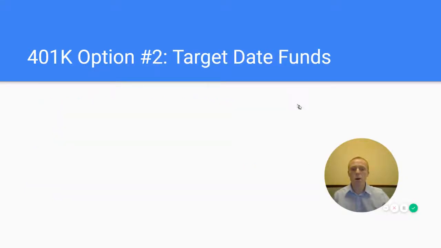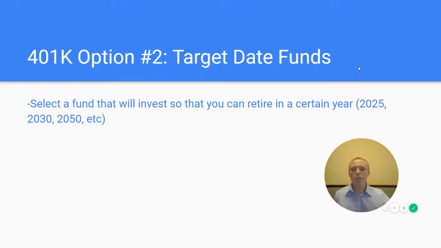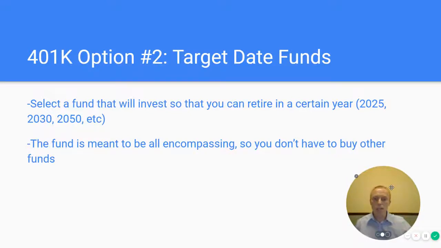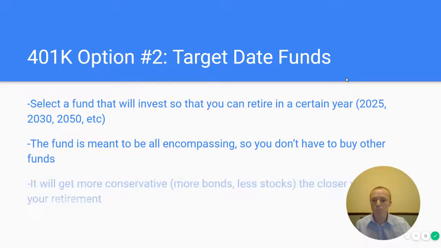Now, target date funds are going to be much easier for you to implement and stay on top of. A target date fund is basically a fund that's going to invest money so that you can retire in a certain year. So there are target date funds for 2025 or 2030 or even 2050. This fund is meant to be all-encompassing so that you don't have to select other funds. You can just select that one fund and be done with it.